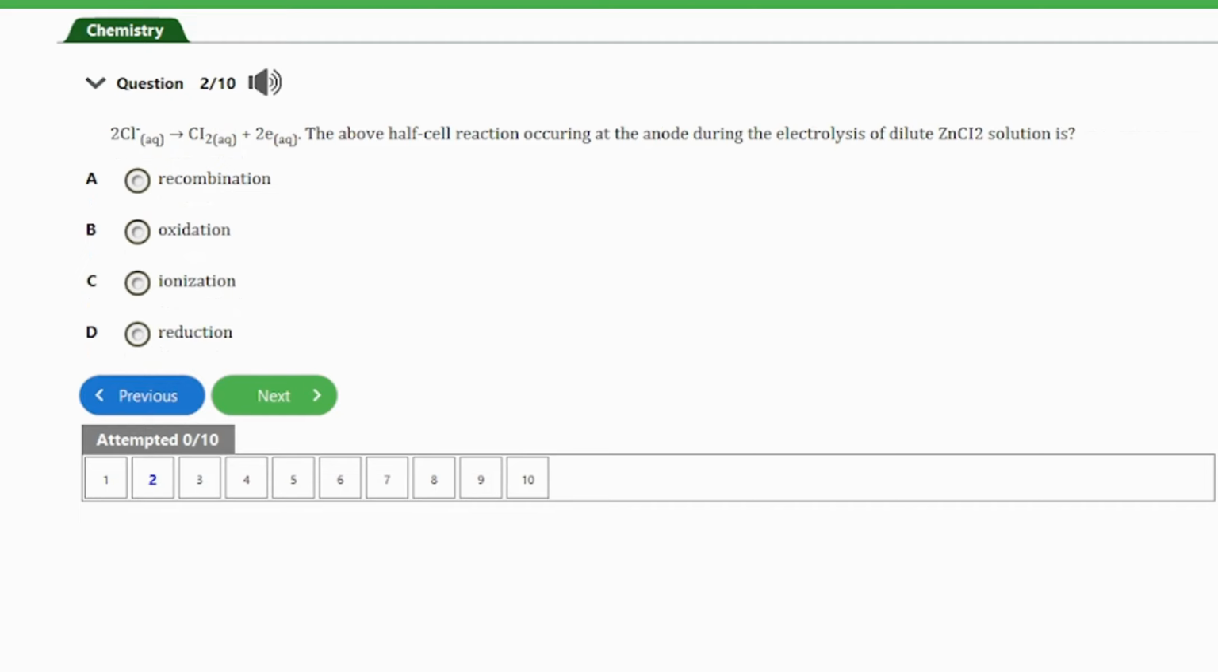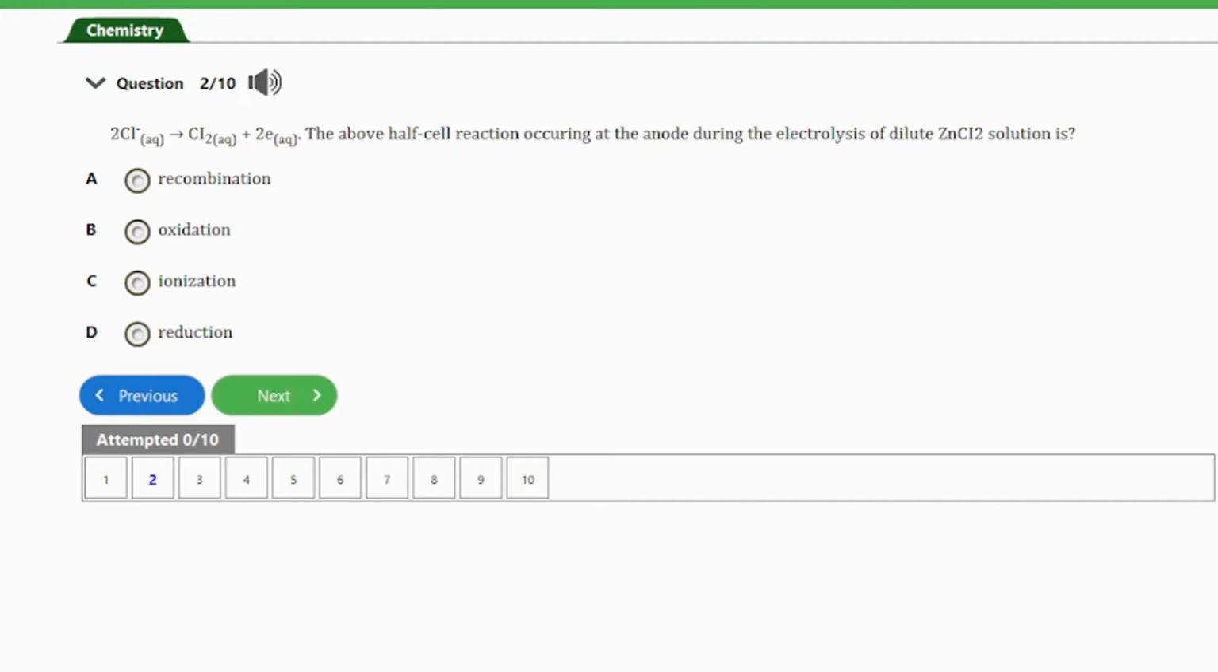So let's consider the next question. That's question number 2 here. The question says, the above half cell reaction occurring at the anode during the electrolysis of dilute zinc chloride solution is A, recombination, B, oxidation, C, ionization, D, reduction. So this is an oxidation process here. So this is the process of oxidation.